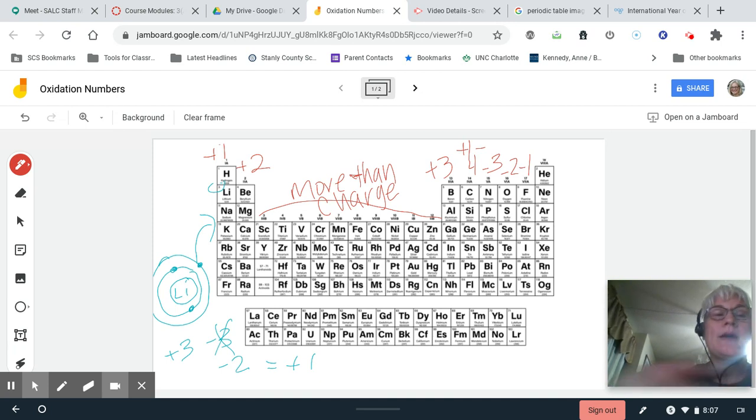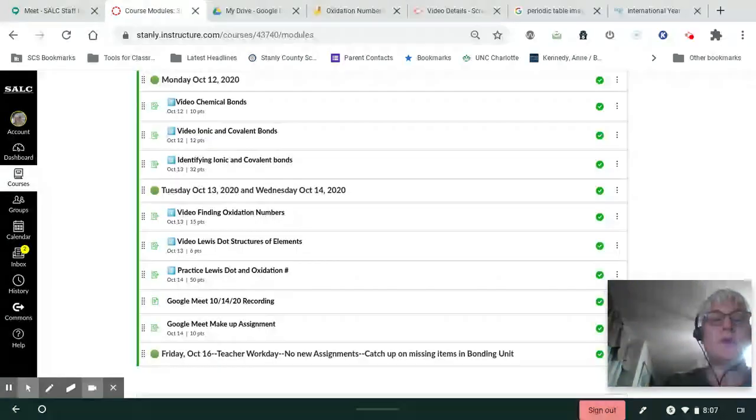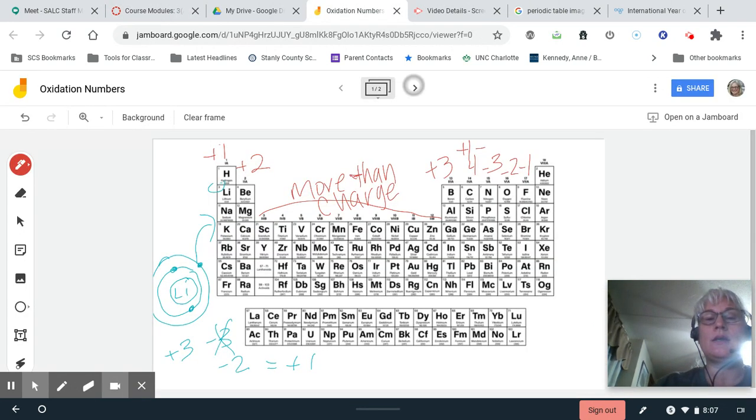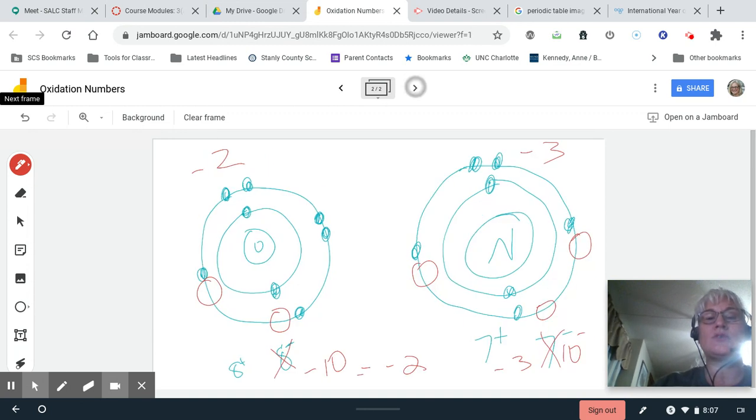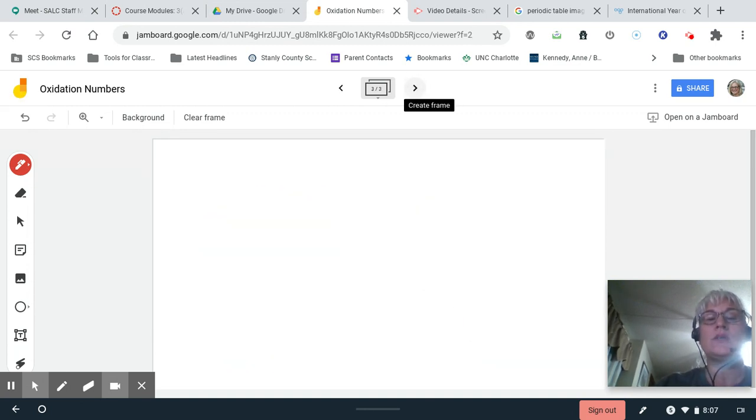So let's go back and see what you're supposed to do. You're supposed to watch the videos on finding oxidation numbers. Oh, Lewis dot elements. Glad I went back. Let's look at that. Valence electrons, remember, were the group numbers. So let's take oxygen. Oxygen was in group 6 on the periodic table, Roman numeral 6A. So it's going to have 6 valence electrons.